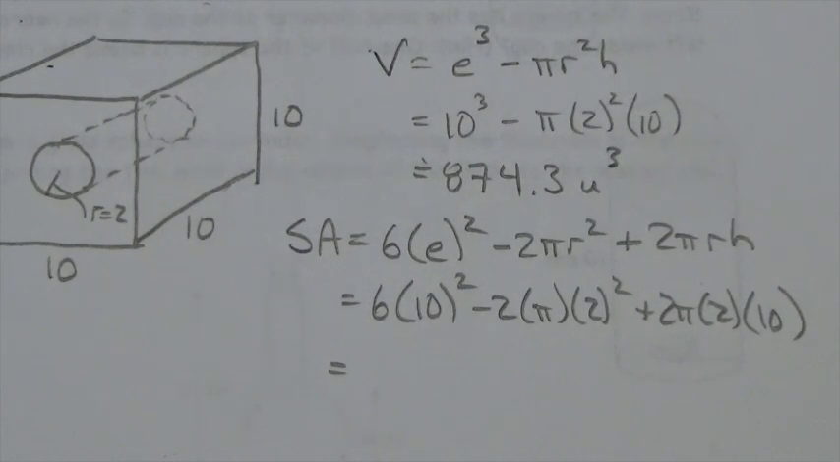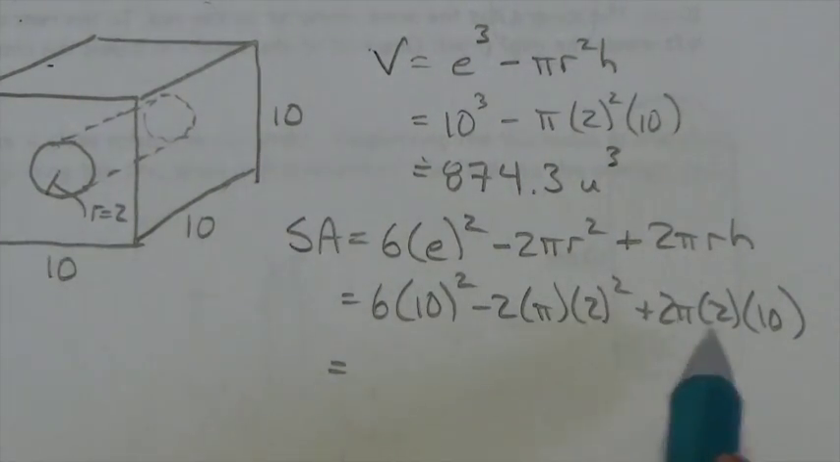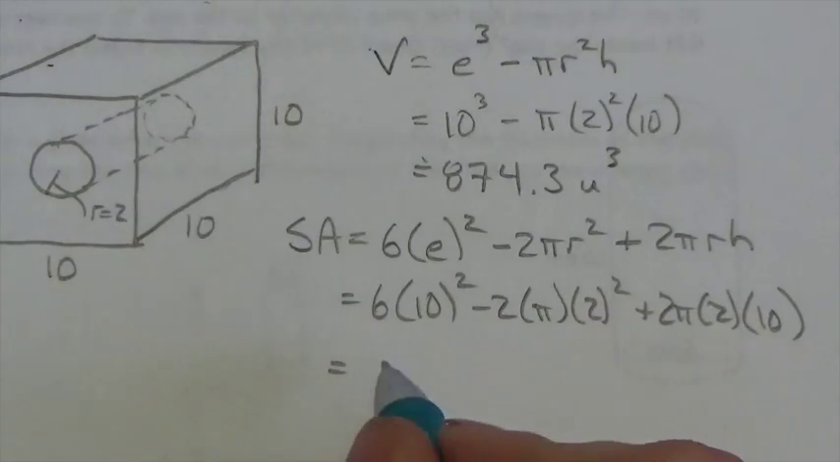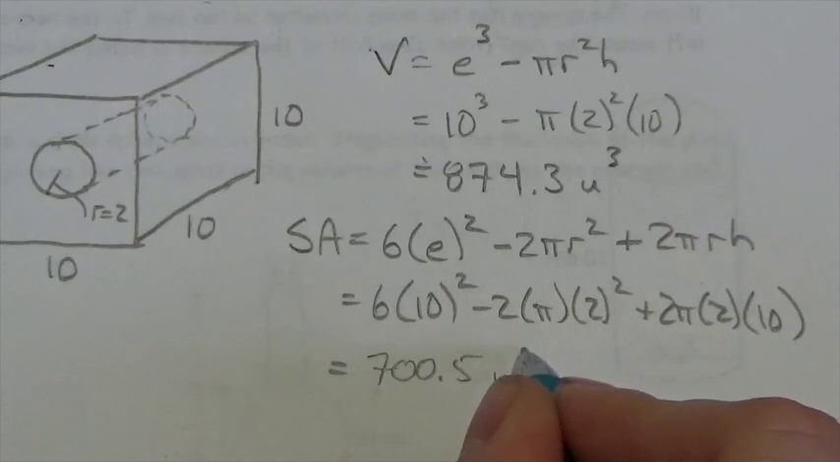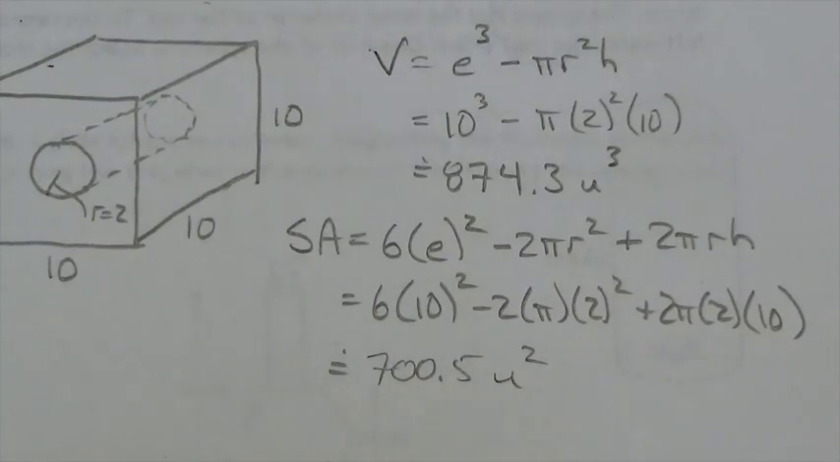6 times 10 squared minus 2 times pi times 4, it's going to end up being 4, plus 4 times pi, because I got the 2 times the 2, times 10, and I'm getting that this is, to the nearest tenth, 700.5 units squared, approximately.